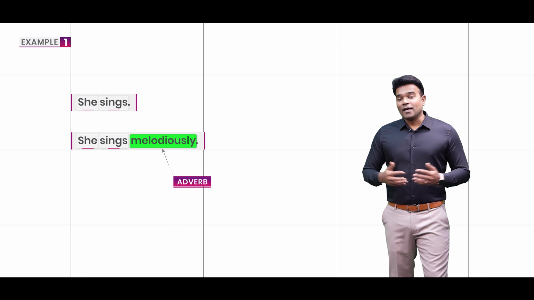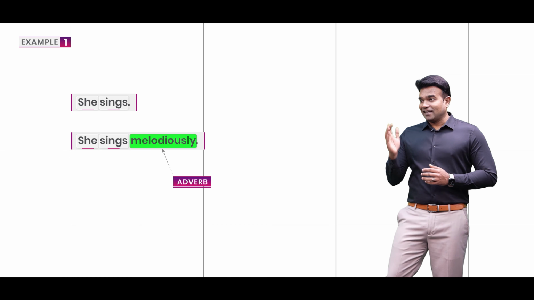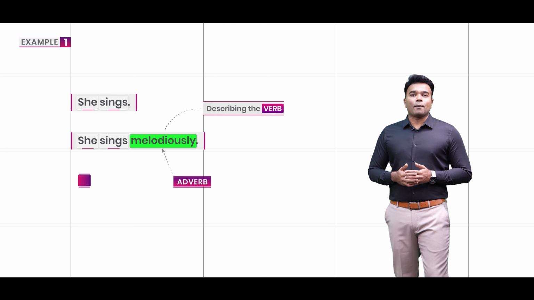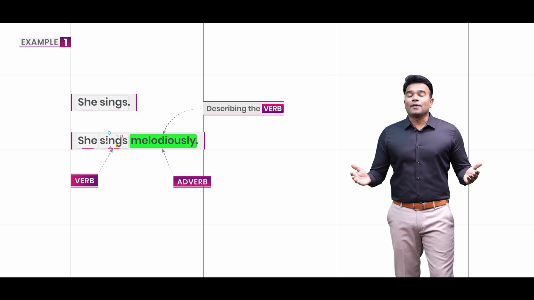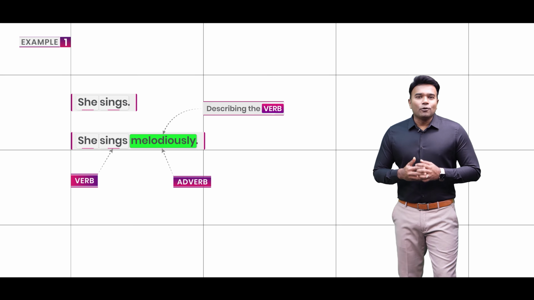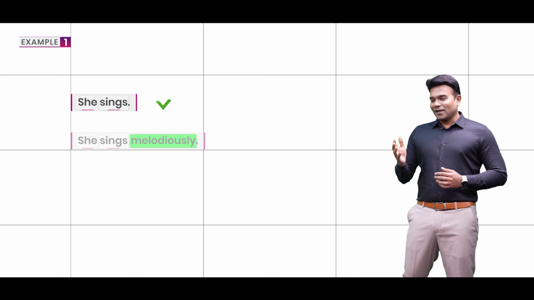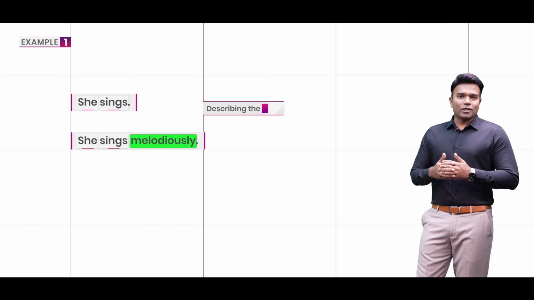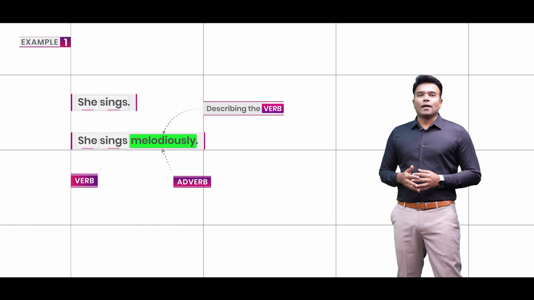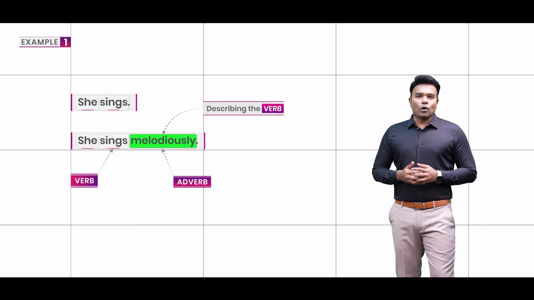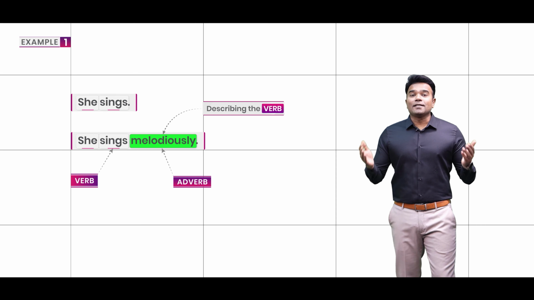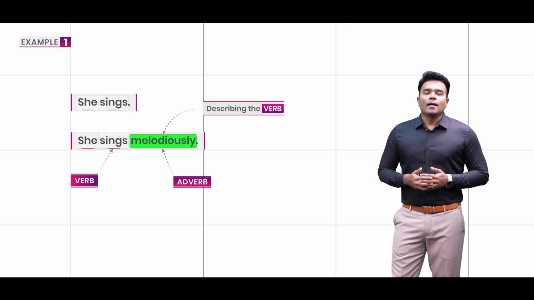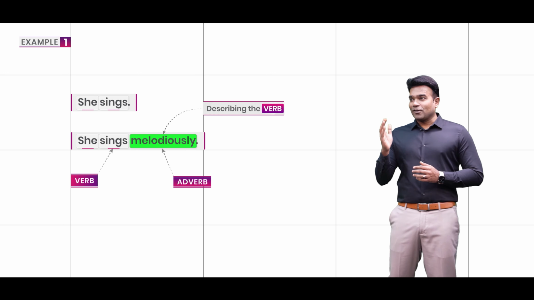Well, you know that melodiously is a word in English which is giving us additional information about the singing ability of the singer. Even without an adverb, the sentence is perfectly fine. But this word melodiously adds more information, gives us more idea about the singing capabilities of the singer, and hence here we say that melodiously happens to be an adverb because it is providing additional information about the verb.